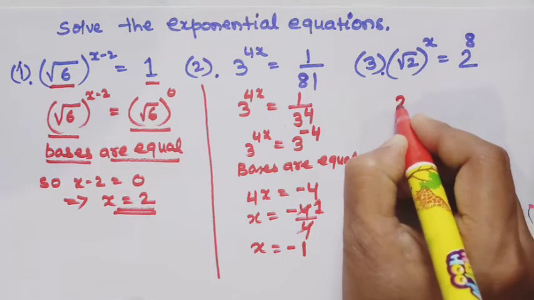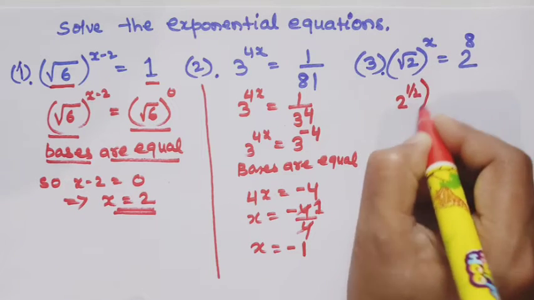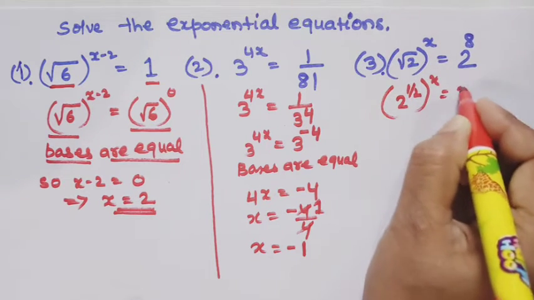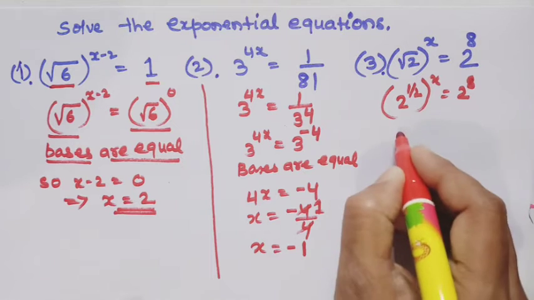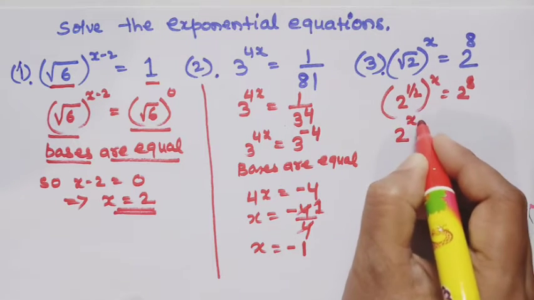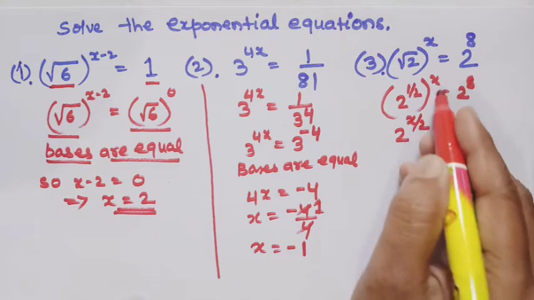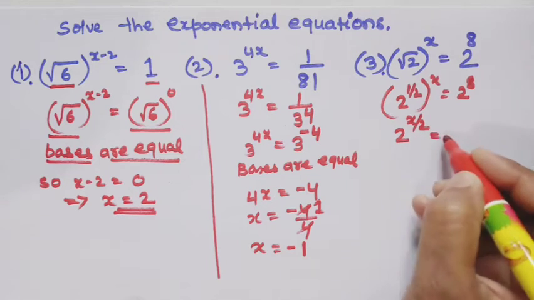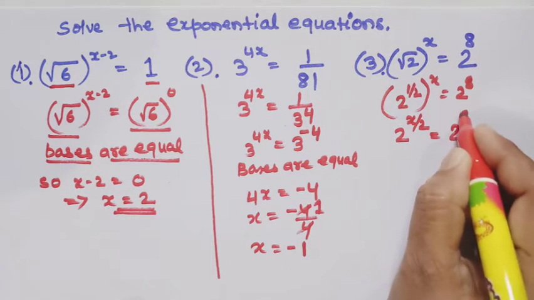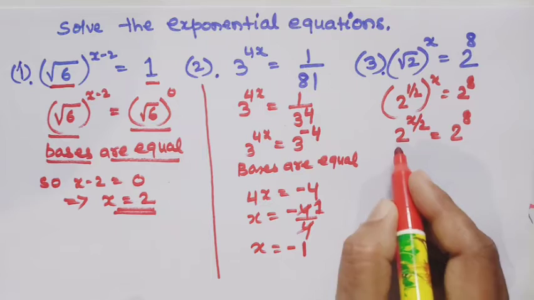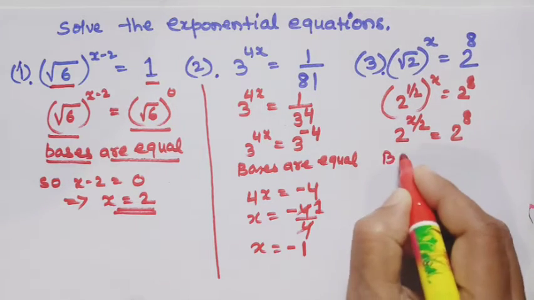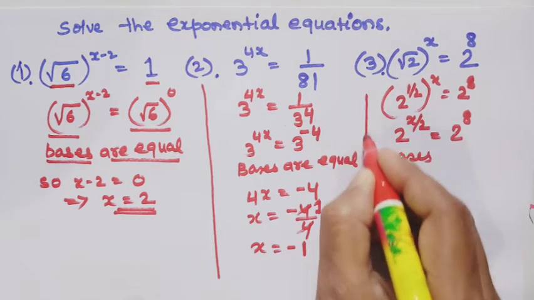So this will be 2 to the power 1 by 2 whole to the power x is equal to 2 to the power 8. Now this can be written as 2 to the power x by 2, because 1 by 2 into x will become x by 2, will be equal to 2 to the power 8. Now see, bases are equal.